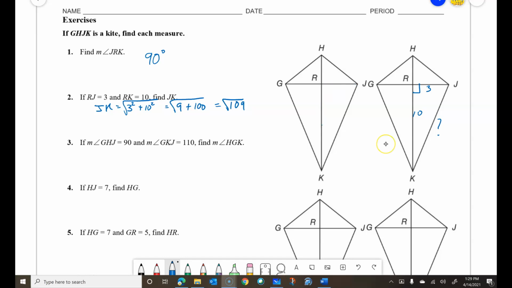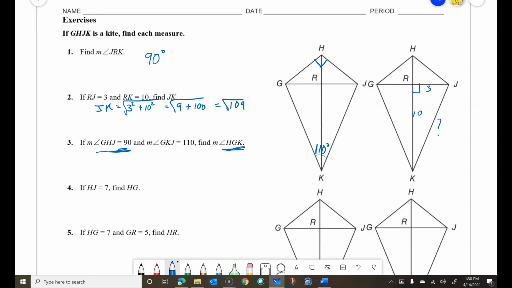Okay, now they tell us that angle GHJ is 90. That's not something we would be able to infer. They just let us know that that's 90 degrees. Okay, and then they tell us that the measure of angle GKJ, if I move from G to K to J, that's this whole angle down here at the bottom, is 110 degrees. Doesn't make a lot of sense because it definitely doesn't look like it's 110 degrees. But now they want me to find HGK.